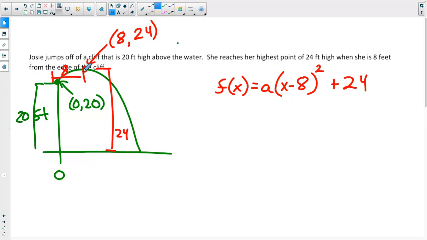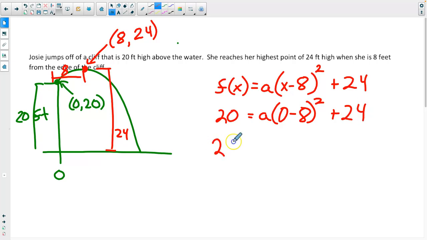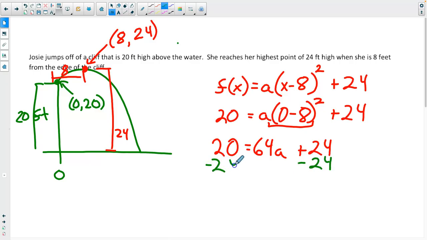And then we go ahead and we plug this other point in. And so I'm going to plug in 20 for the y. And I'm going to put in 0 for my x. And so that right there is just going to be 64. So I'm going to put that. So 64a plus 24. And then we do some work. And what we find is a unique answer. Kind of.